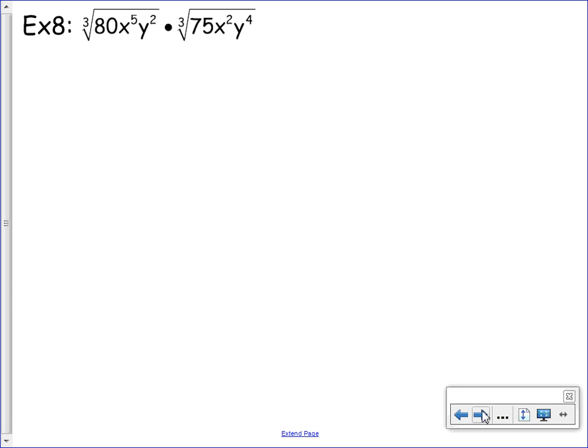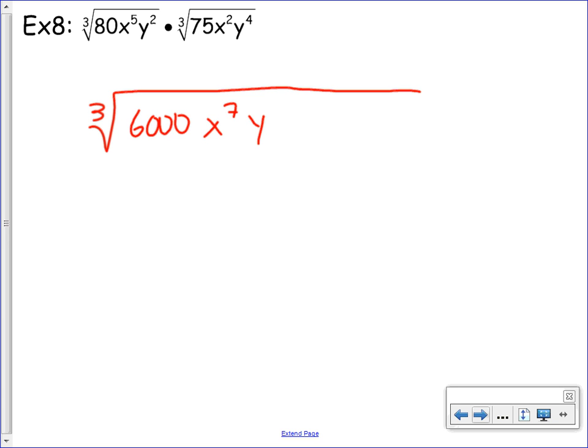All right, so make it one big cube root. Here we go. 80 and 75. 6,000 x to the 7, y to the 6. Cube root of 6,000.